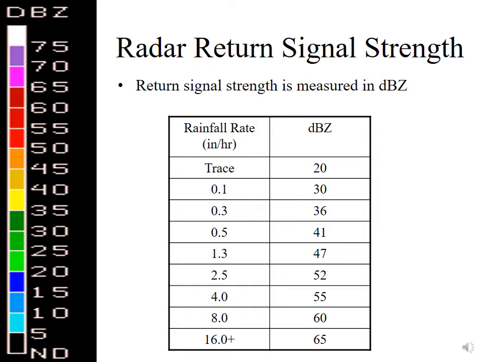And there's a lot of uncertainty that goes into that. So what you're going to find is that the rainfall estimates from radar have a lot of error and uncertainty in them relative to ground-based observations.